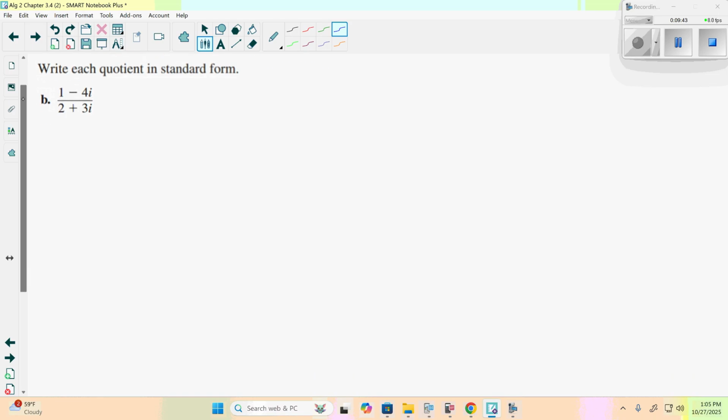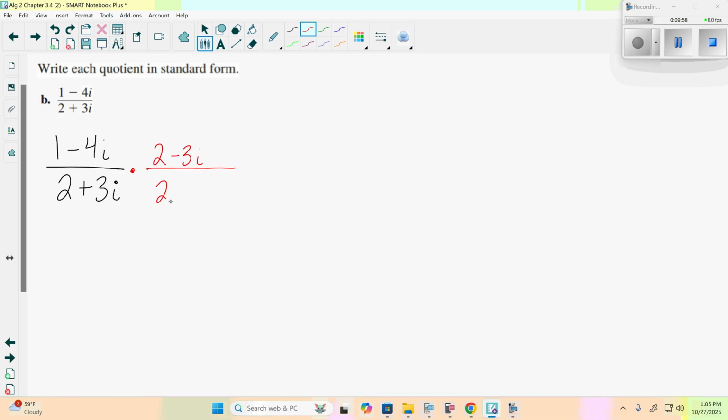Let's look at the next one. 1 minus 4i over 2 plus 3i. Just like the previous one, we're going to have to multiply the top and bottom of this fraction by the complex conjugate of the denominator. So we look at the complex conjugate of the denominator, which is going to be 2 minus 3i, and we're going to multiply the top and bottom by this 2 minus 3i.